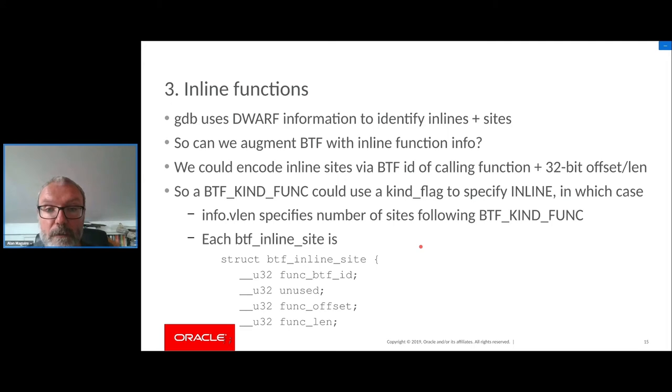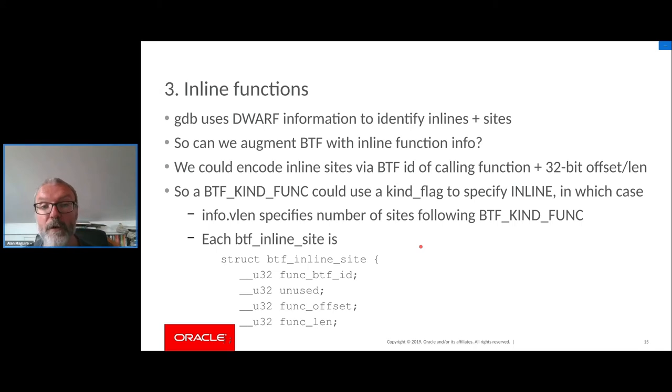So again, DWARF comes to the rescue for GDB. GDB knows about inline information from DWARF. So would it be feasible to augment BTF with that information? One way you could do it would be to encode inline sites associated with the function. The way you could encode that potentially would be something like the BTF ID of the calling function, then the offset within that calling function where that inline function was inlined to, and then perhaps the length of the inline function as well.